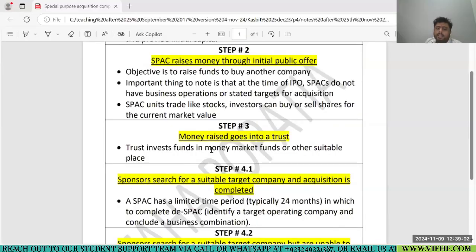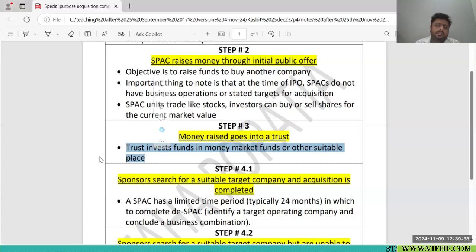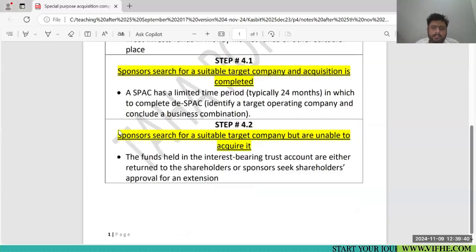Step number 3, money raised goes into a trust. Trust invests the funds in money market funds or other suitable places. Unless the funds are going to be used to buy a potential target company, obviously we cannot keep this huge amount idle. We have to make some earnings, correct? So until the date that the funds are actually used to acquire someone, these will be placed somewhere so that there is a suitable gain to match the expenses and everything.